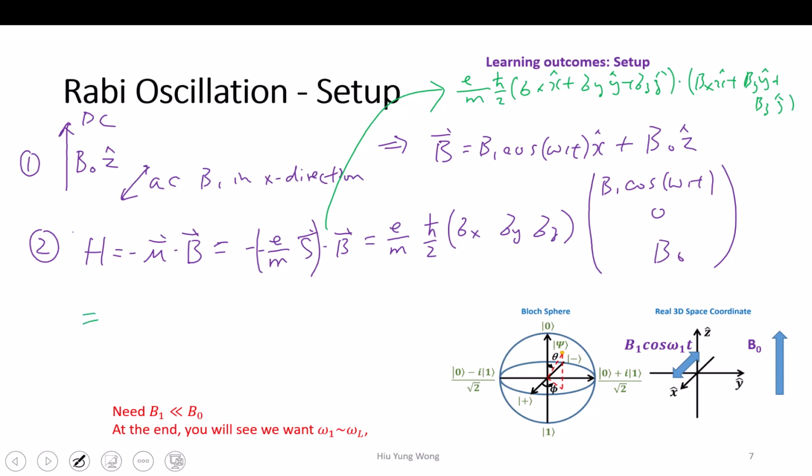First, I get the first term due to the x term. So it is e over m, h bar over 2, times B1 cosine omega 1 t, the whole thing times sigma x, right? And then plus the second term, e divided by m, h bar divided by 2, B0 times sigma z.